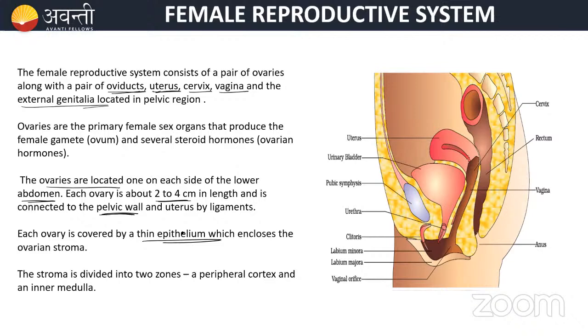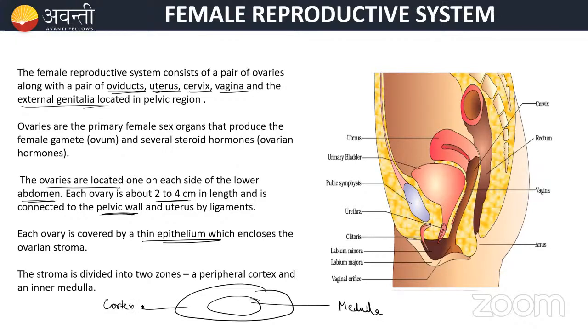So remember this, very, very important point that the stroma is divided into two zones. If this is the ovary, this middle portion is known as the medulla and the outer is known as the cortex. Ovarian follicle, the primary follicle, secondary, tertiary, Graafian follicle, all the follicles are present in the cortex region. Remember this, very, very important point.